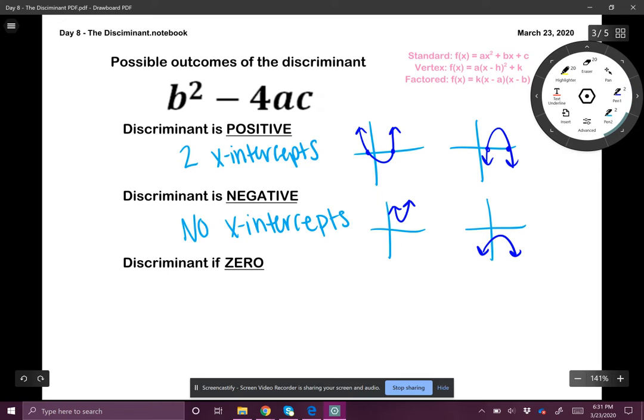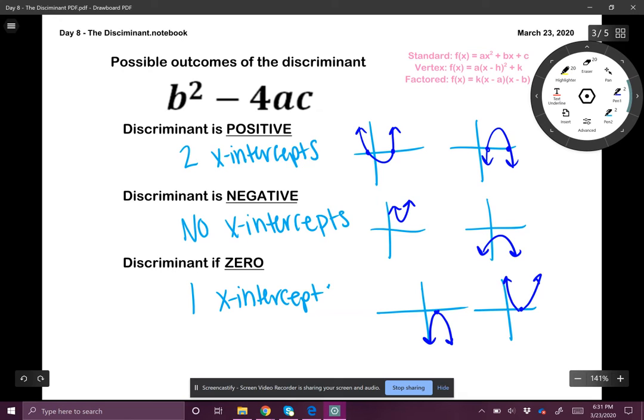If you get a 0 for your discriminant, so after you do b squared minus 4ac, you have a 0, that means there's 1 x-intercept in that case. And we've looked at some pictures like this before. This is where you have a vertex and an x-intercept that are the same point. So positive discriminant, 2 x-intercepts. Negative discriminant, no x-intercepts. And if the discriminant is 0, there is 1 x-intercept.